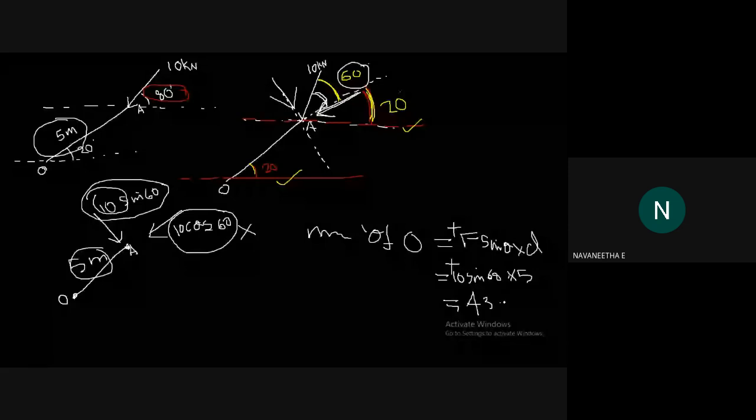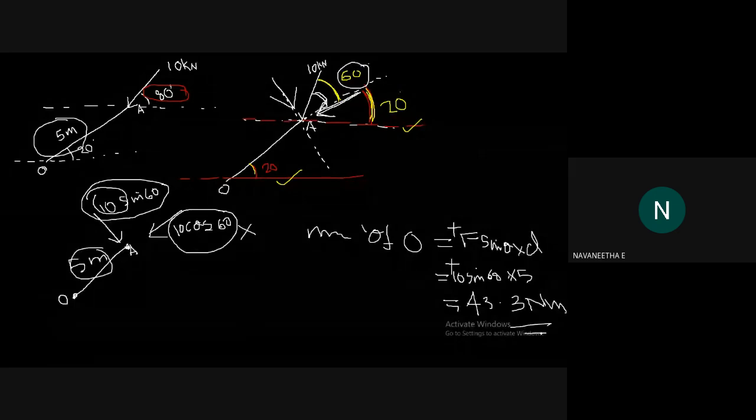What is the unit of moment? What is the unit of force? Newton. And what is the unit of distance? Perpendicular distance, it is distance. So the unit of distance is meter. So F into D, that is force into distance. Force is Newton, so Newton into meter, Newton meter. Also write down the unit of moment. So moment about O is 43.3 Newton meter. This is the first method, and I think this is a simple method.